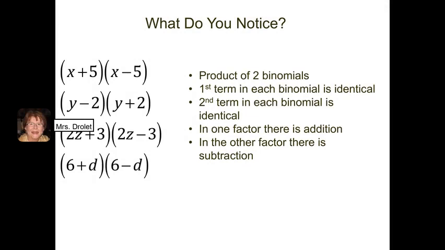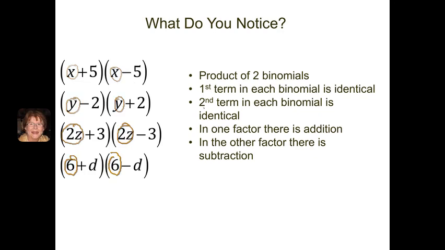For each of these examples, we have the product of two binomials. By product, I mean I'm multiplying. By binomials, I mean two terms. Notice I have two terms times two terms for each of these examples. Notice the first term in each binomial is identical. So here, these are identical. These are identical. The first term in each binomial, they are identical.